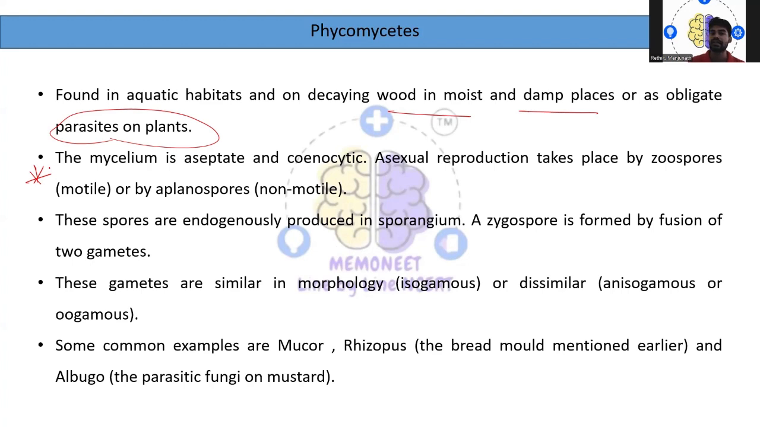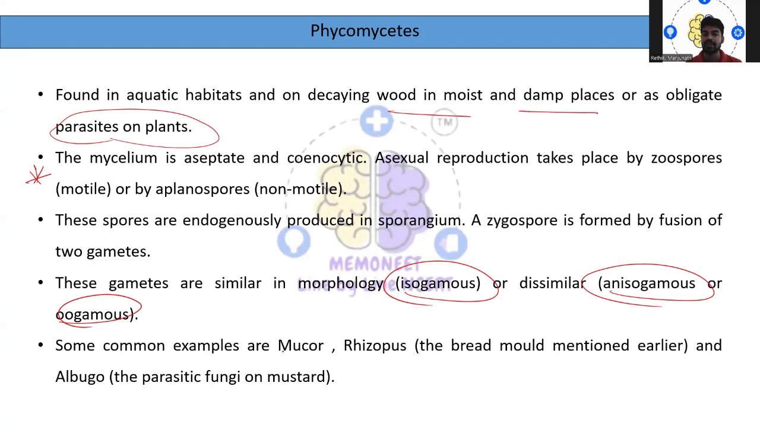So in sexual reproduction, whenever gametes fuse, it leads to zygospores. If the gametes are similar in morphology, we normally call it isogamous. Or if they are dissimilar in morphology, we call it anisogamous or oogamous. Clear? So that is what you'll see in the sexual mode of reproduction.